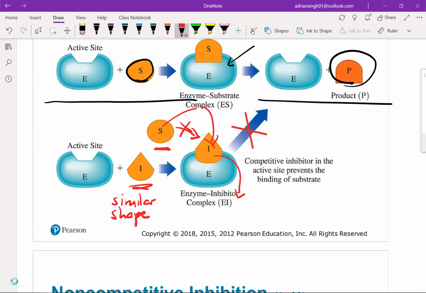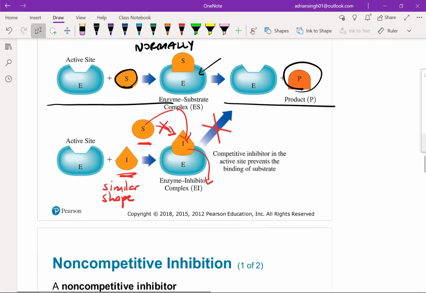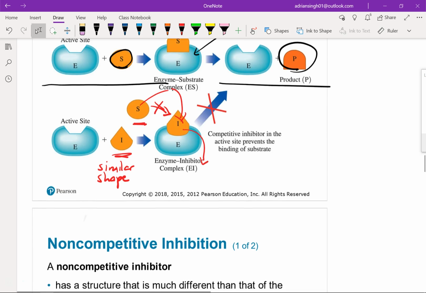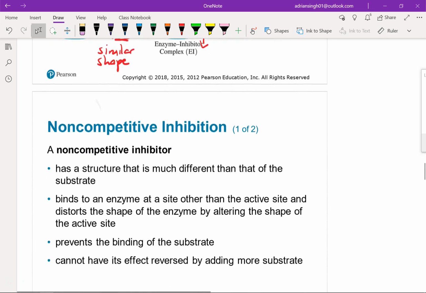So that's competitive inhibition, where the substrate and the inhibitor resemble each other in terms of their shape, so they're going to compete for the active site. We can reduce the effect of the inhibitor by simply having more of the substrate present. We can increase the concentration of the substrate to reduce the impact of the inhibitor.